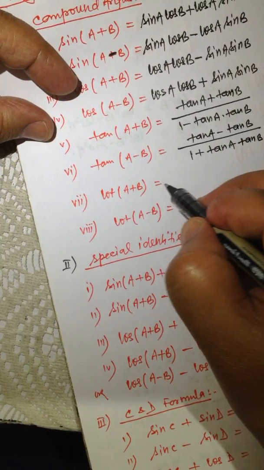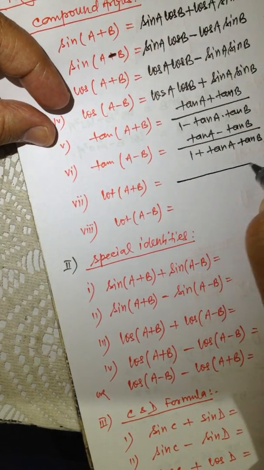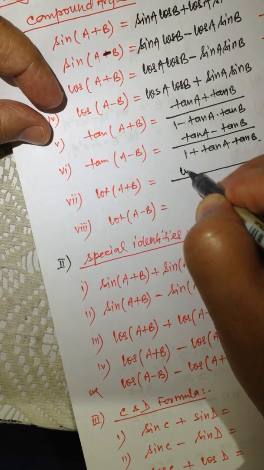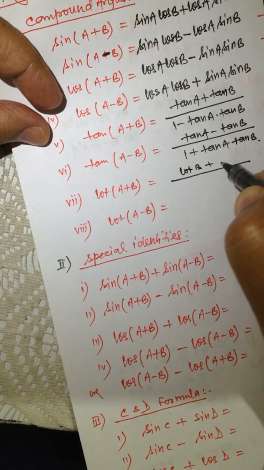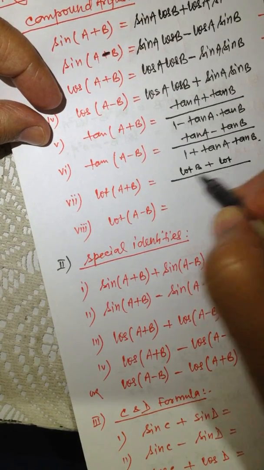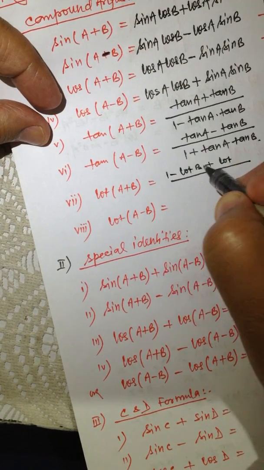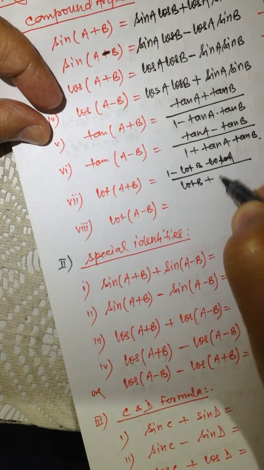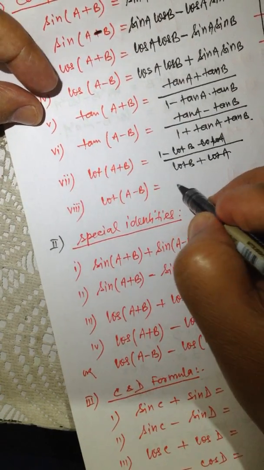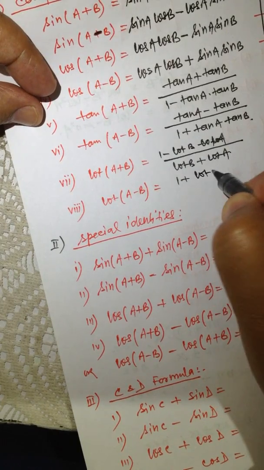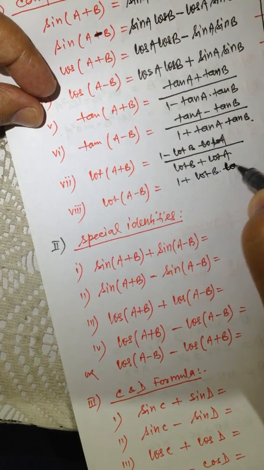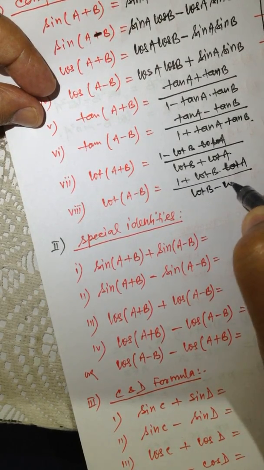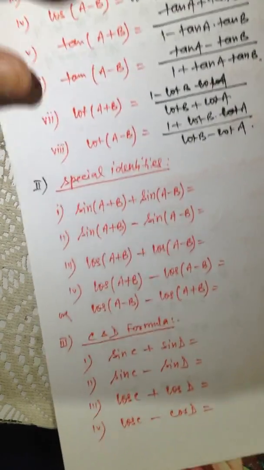Similarly, you can calculate the identity for cot A plus B also. This is cot B cot A minus 1 upon cot B plus cot A, and for cot A minus B, cot B cot A plus 1 upon cot B minus cot A. Okay, so you need to learn all these identities.